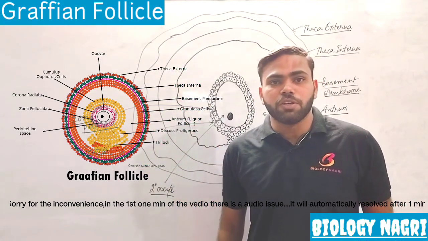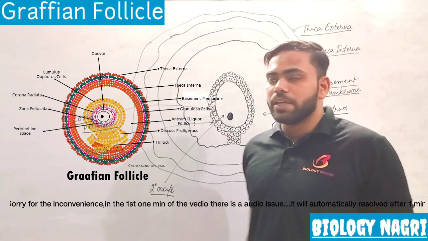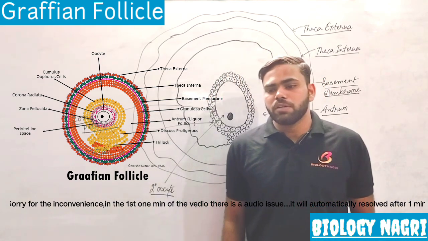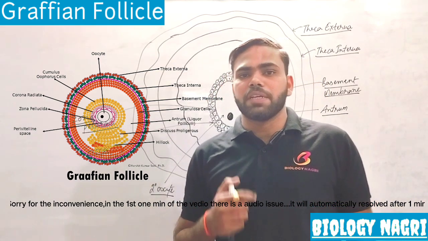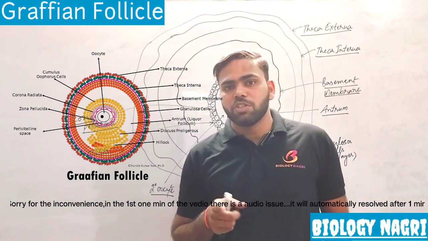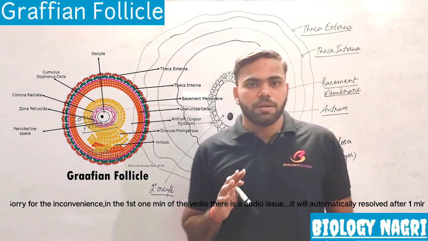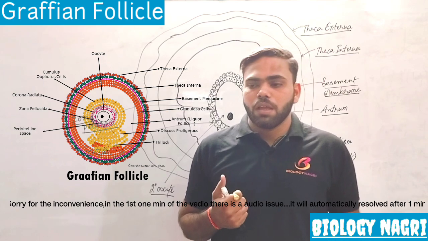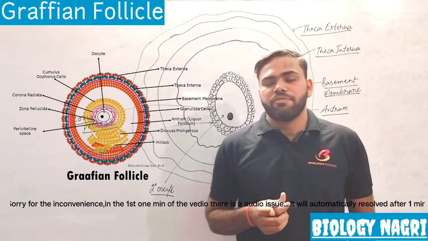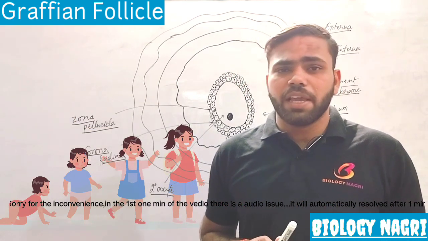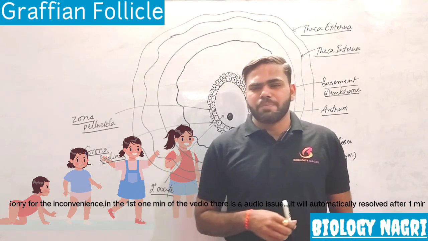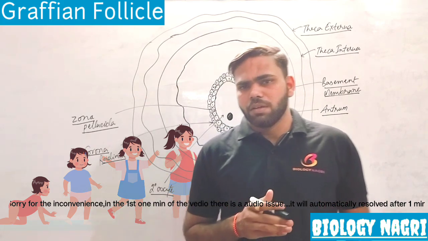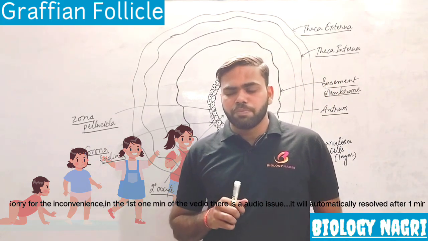We are again back with a new key concept: the Graafian follicle. When we talk about the Graafian follicle, it is basically the mature follicle. A fully matured follicle is called a Graafian follicle. What happens here? When a female hits the age of puberty, approximately 12 to 13 years.